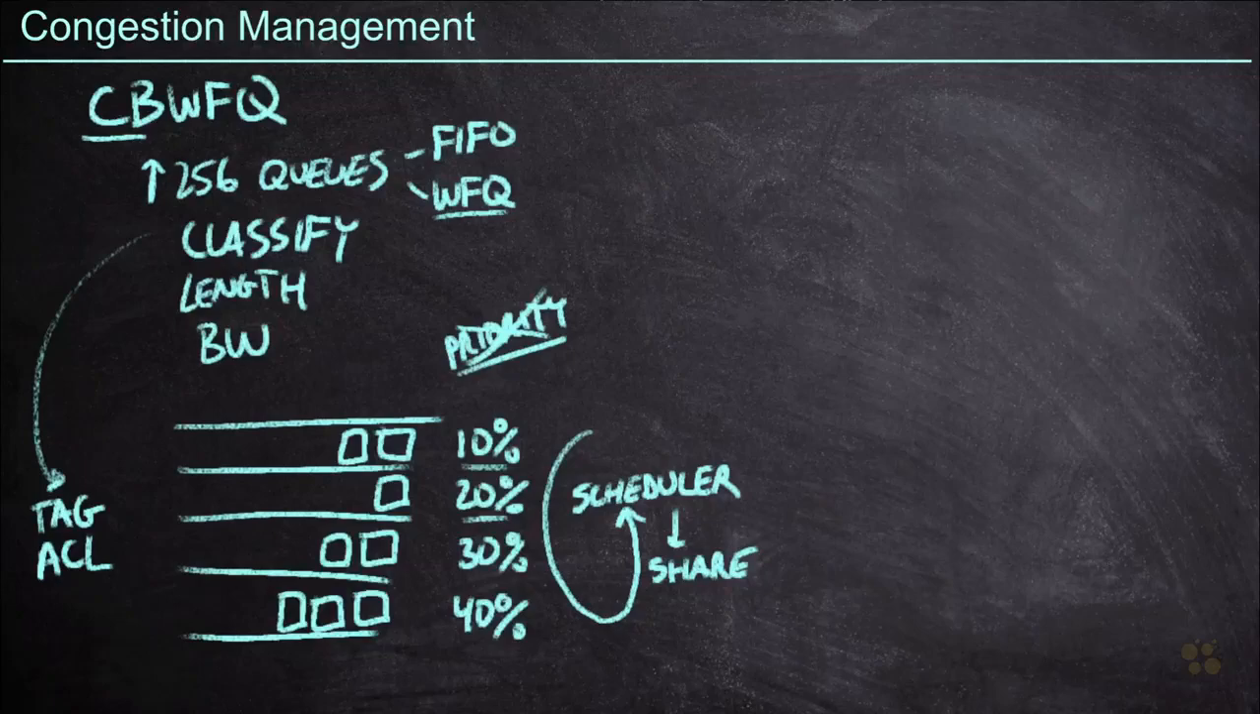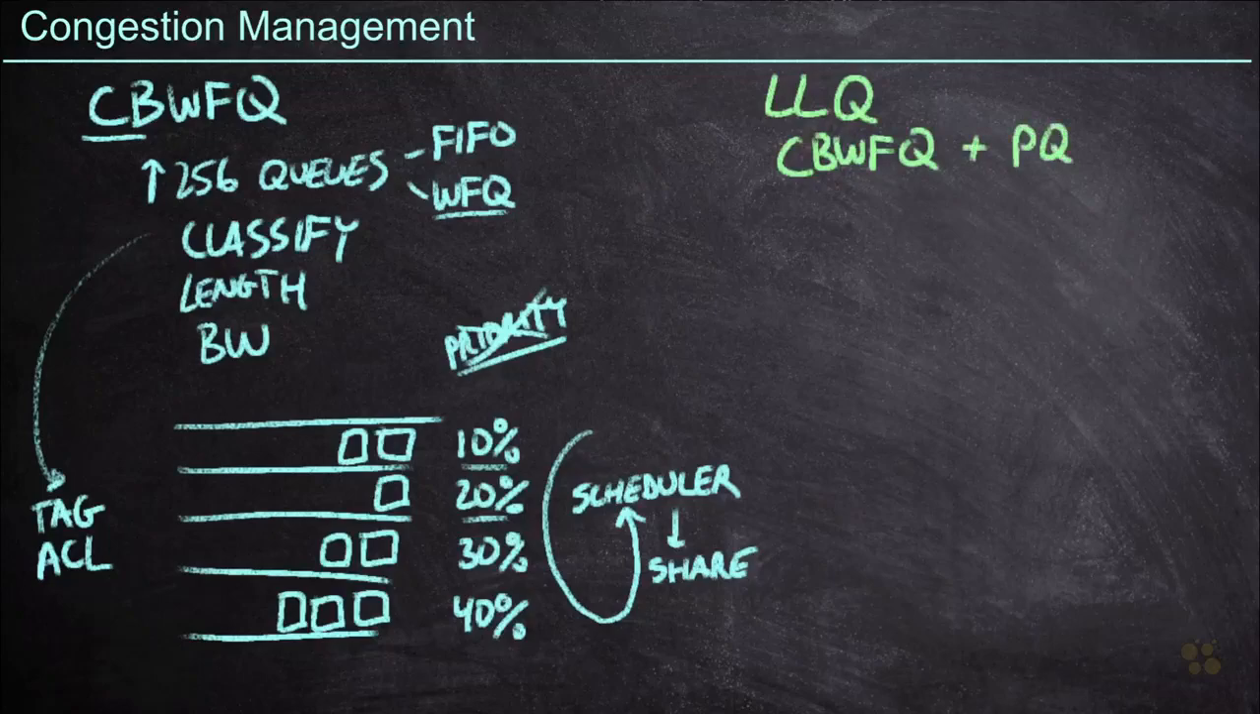Well, fortunately, we do have a modification to class-based weighted fair queuing, and that is called low latency queuing, or LLQ. Low latency queuing is taking class-based weighted fair queuing, so everything we've learned is still perfectly valid, and we're adding a strict priority queue. A strict priority queue will always be serviced first if there's any packets in there. However, low latency queuing comes with a caveat, and that is that it is still bandwidth limited. This is great news because we don't want to introduce that starvation concept into class-based weighted fair queuing.